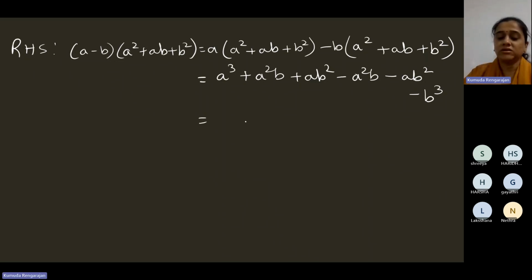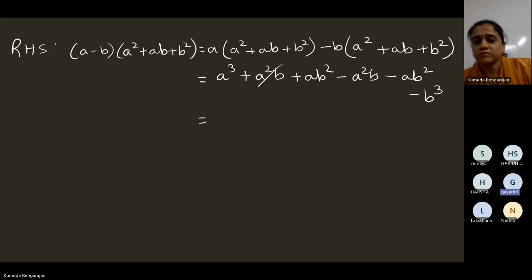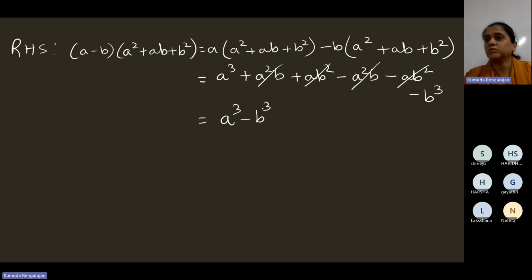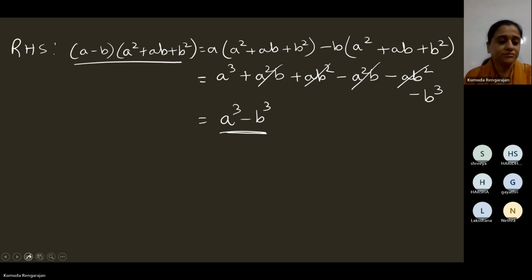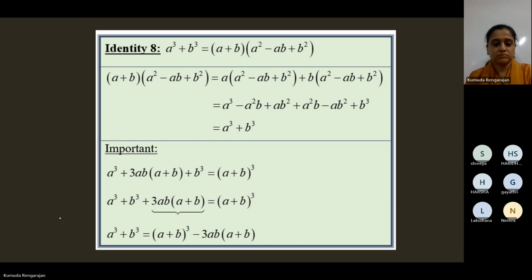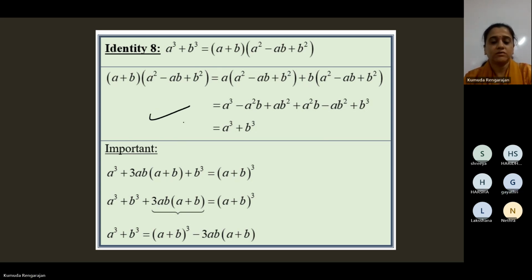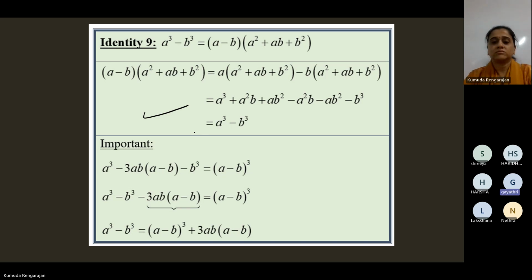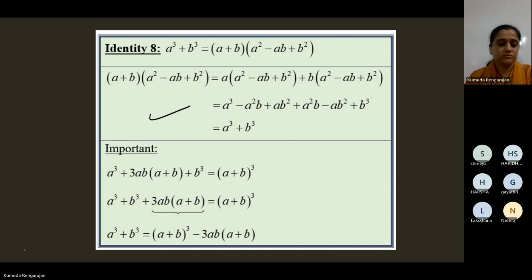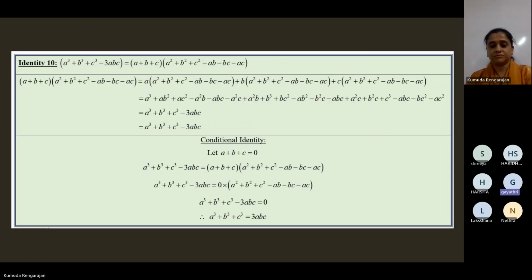Next. Gayatri, can you answer? Ma'am, a square plus a square b and minus a square b cancels. Plus ab square and minus ab square. So it's a cube minus b cube. All right. So a cube minus b cube is equal to a minus b, a square plus ab plus b square. Very good. So that's what you have here. Here and here.